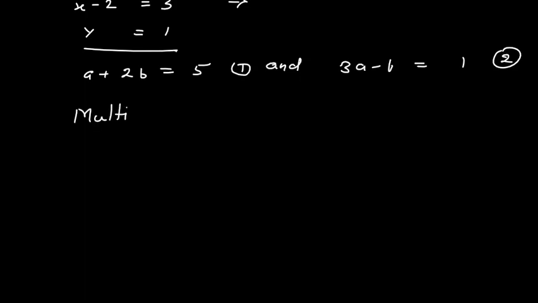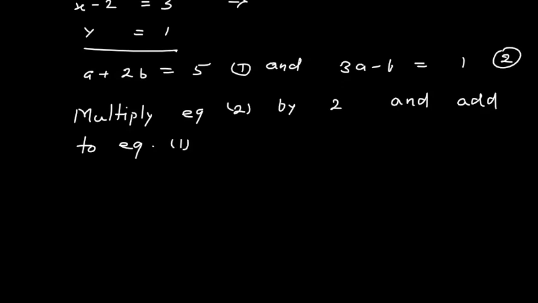and add to equation 1. Okay, I don't think that you have any problem in solving these two equations. This is a linear equation, and by elimination method we can solve. So here the coefficient of b is 1 and here the coefficient of b is 2. So to make the coefficient of b as 2, we have multiplied this equation by 2.